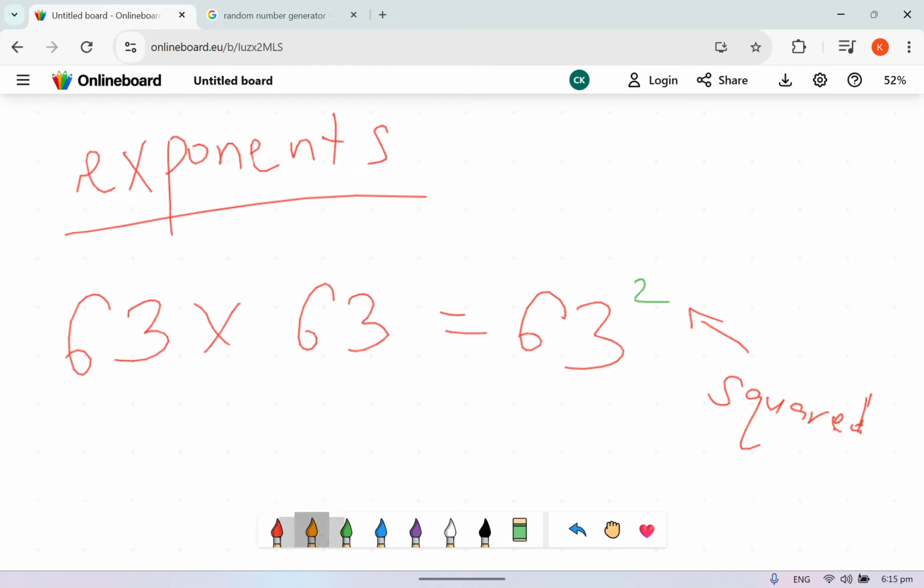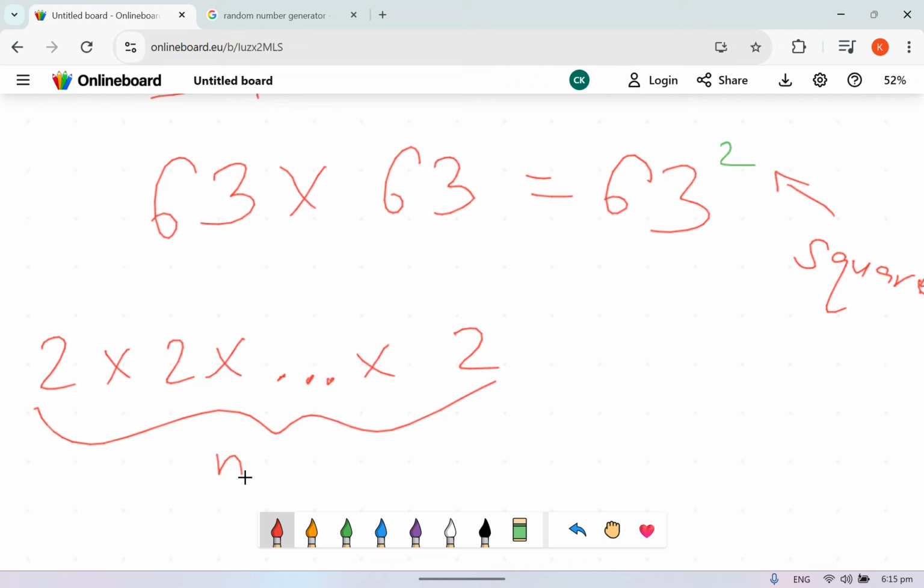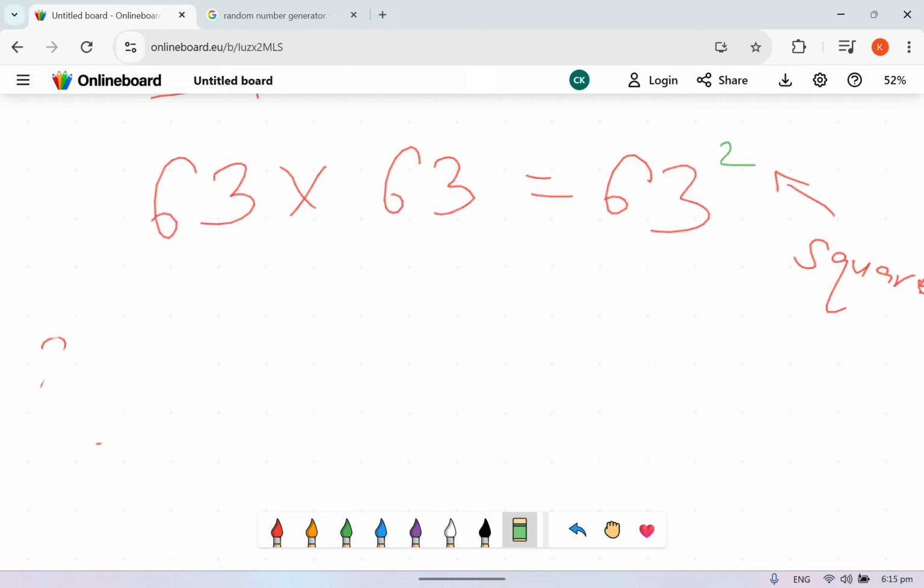So now, why do we put a little 2 on there? It expresses how many times this thing is being multiplied by itself. So if I have 2 and I keep multiplying it by itself n times, that means I can actually express it as 2 to the power of n. Get my point? So basically, you must know this. This is the number that's being multiplied. This is how many times it's being multiplied.